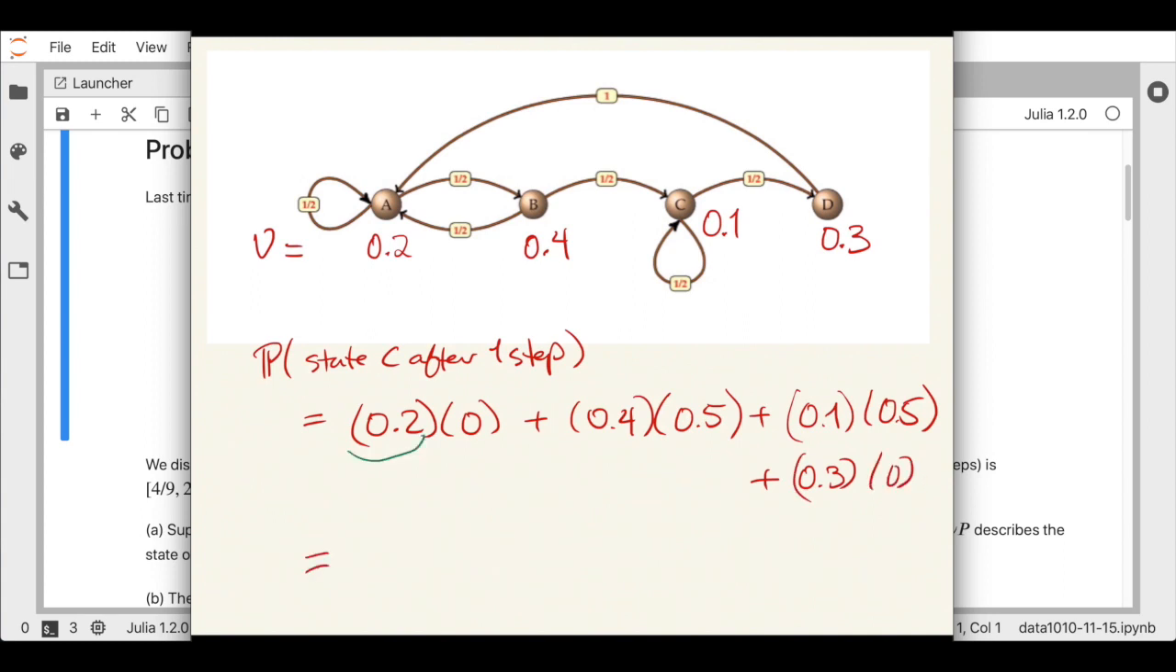And if you think about it, this is just the dot product of nu with the third column of the matrix P, and that's just the third entry of nu times P. And likewise, the probability of being in state B after one step is going to be the second entry, and so on. So in general, the vector that tells us the probability of being in each state is just nu times P.